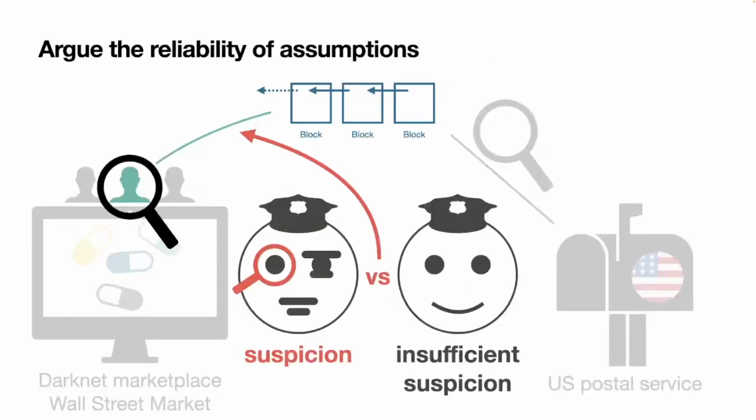So now how can our taxonomy help to address the legal issue? The taxonomy can help in the following way. If we go back to our earlier example, the question is whether the findings of the blockchain investigation can establish the suspicion required for further investigative measures. And the suspicion depends on the reliability of the assumptions. And with the taxonomy, we can argue this reliability.